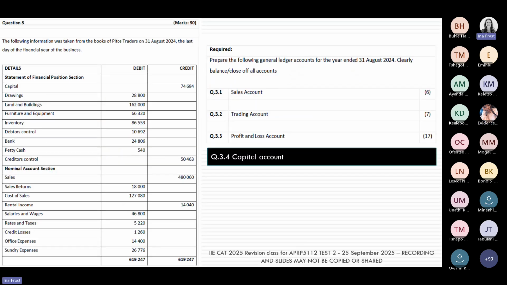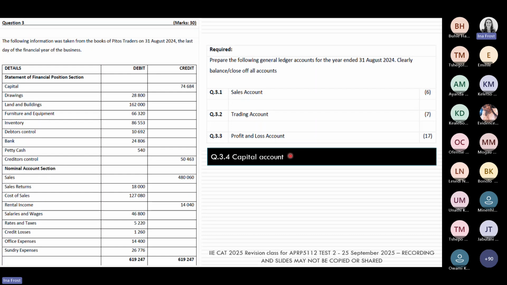Okay, so in this past paper question, they only asked the student to do sales, trading account, and profit and loss account. But in these Learning Unit 4 type questions, we can also ask you to prepare the capital account. So I just want to show you what else we could have asked you in a question like this. The next thing we could ask you is to prepare the capital account.